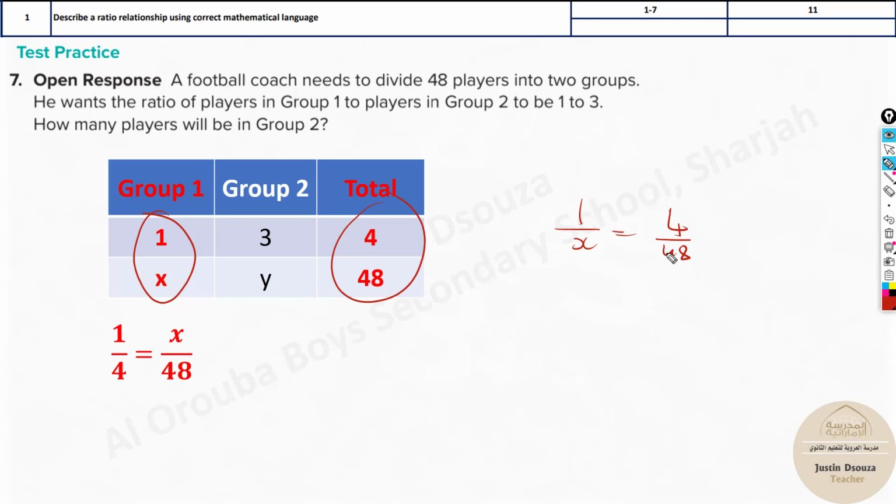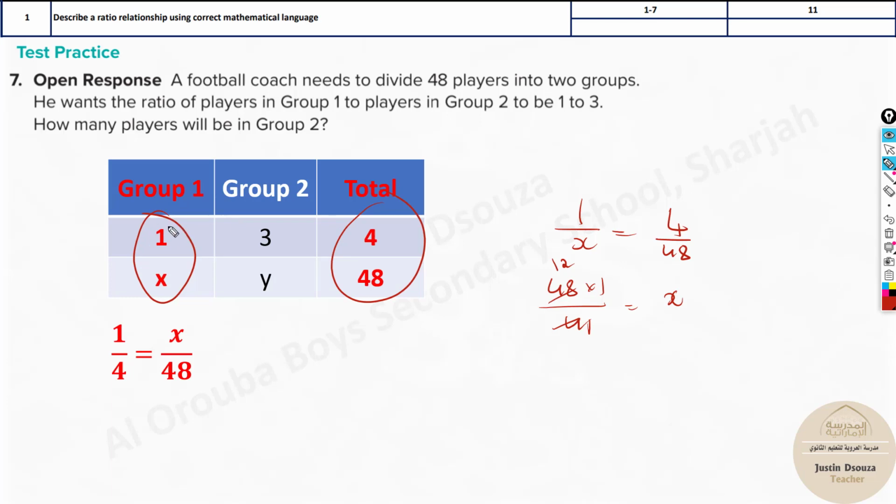Fine. Now solve it. 48 goes to the other side. It will be multiplied by 1 divided by 4 and x goes to the other side. And now 1 times 48 divided by 4 will be 12 times. Answer is 12. Here, what is done? They have written all details in the first part.